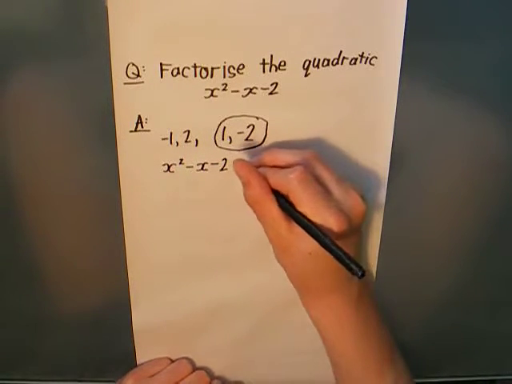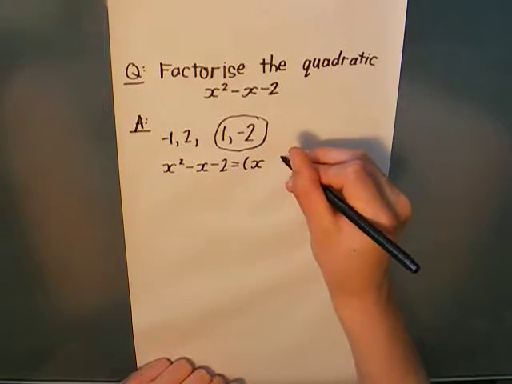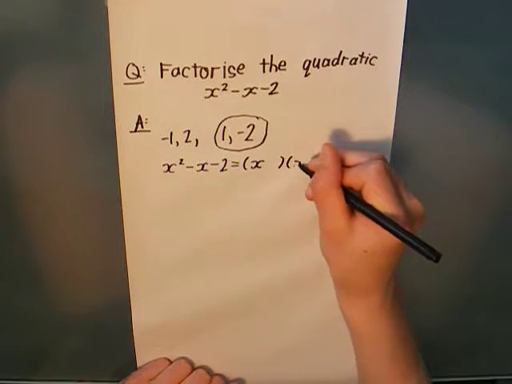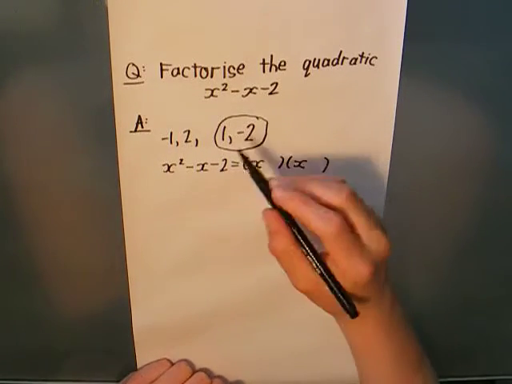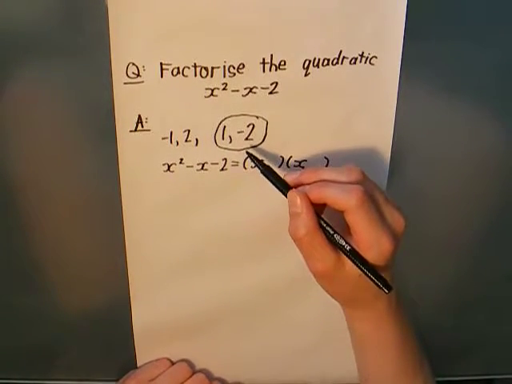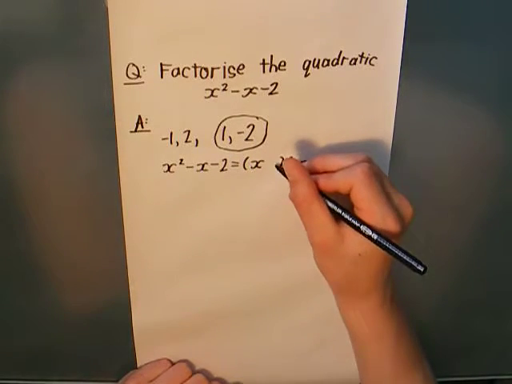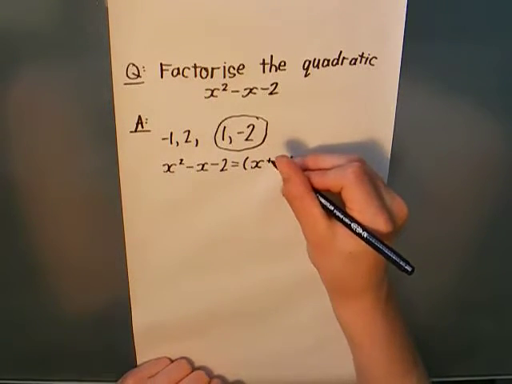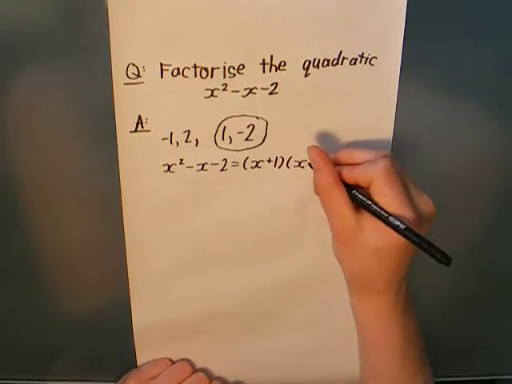So this is the quadratic that you're wanting to factorise in the first place. I'd write two brackets with x and then a gap after them. And in each of these gaps, I'd write the numbers of the factor pair that I chose. So here I've got a 1, so it'll be a plus 1, so x plus 1. And here I've got a minus 2, so it's x minus 2.